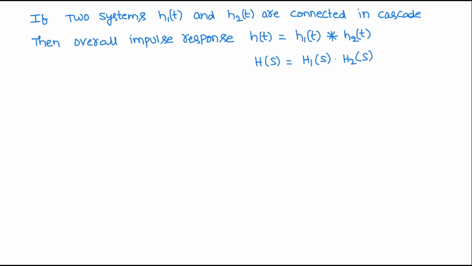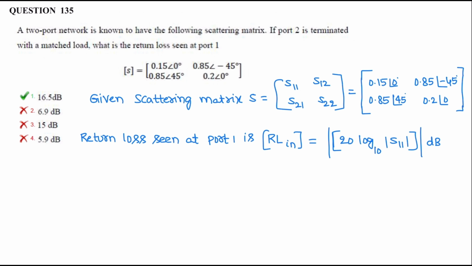A note point is mentioned here. If two systems h1 of t and h2 of t are connected in cascade, then overall impulse response is h of t is h1 of t convolution h2 of t, or h of s is h1 of s into h2 of s. Convolution in time domain is multiplication in frequency domain. Next question.